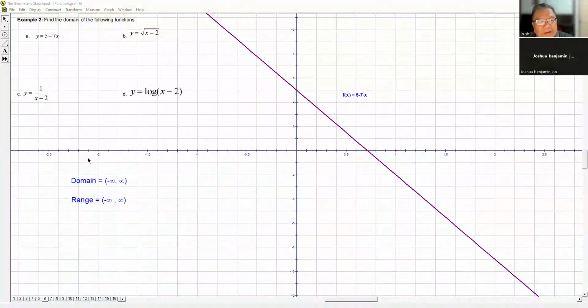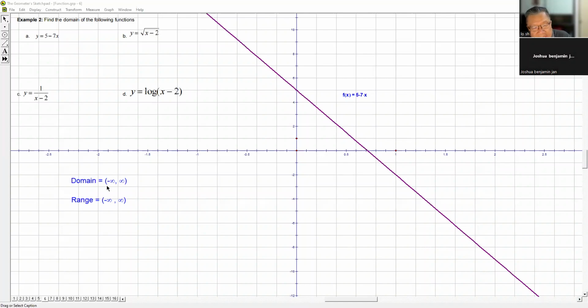Extend towards the left until infinity. So along the x-axis, we say this is the domain. So how to represent the domain in symbol form? We say that the domain is from negative infinity to infinity.